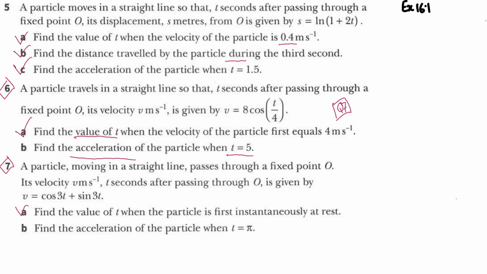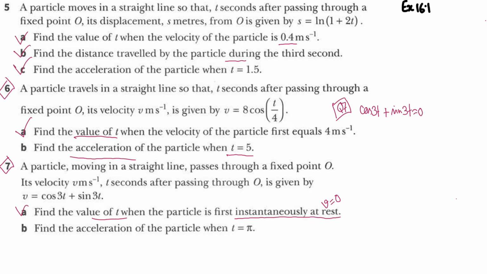The first question is to find the value of t when the particle is first instantaneously at rest. If it is written instantaneously at rest or momentarily at rest, it means that you always need to consider velocity equals 0. So v equals 0. We have cos 3t, plus sine 3t, equals 0. Now we need to find the value of t from here.